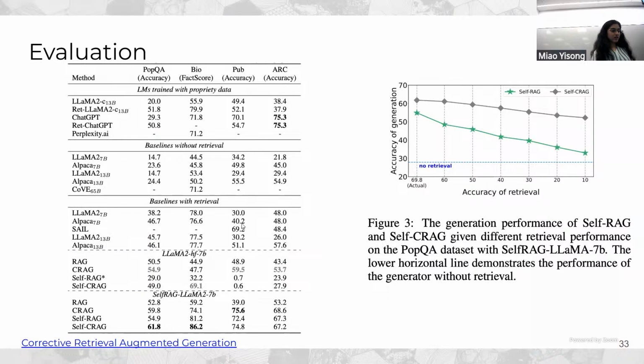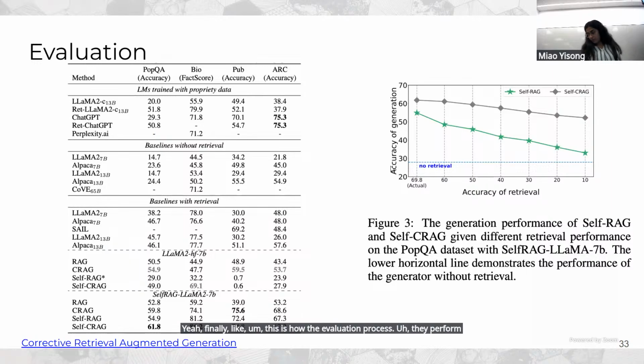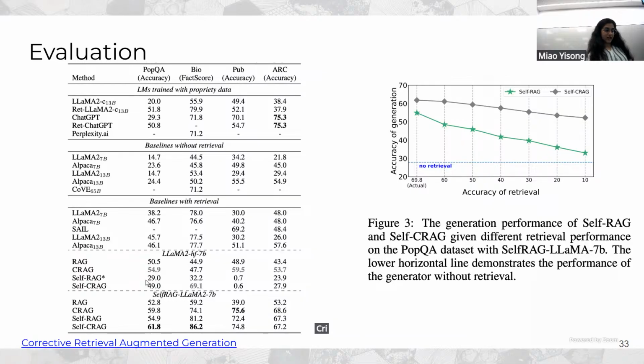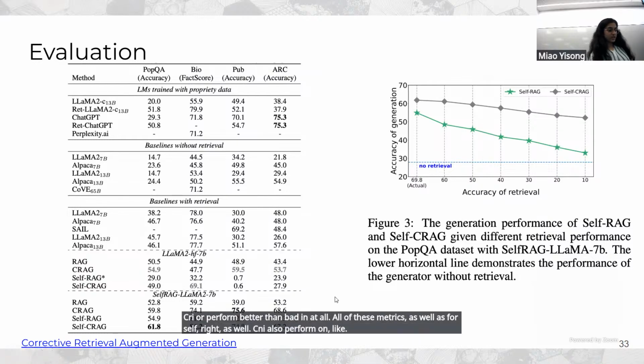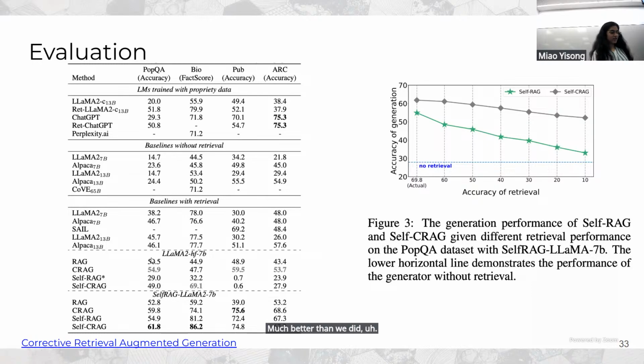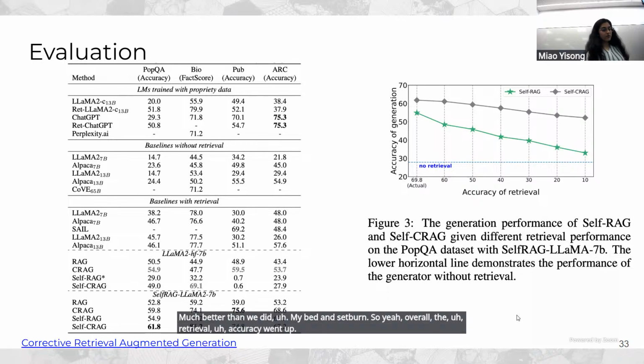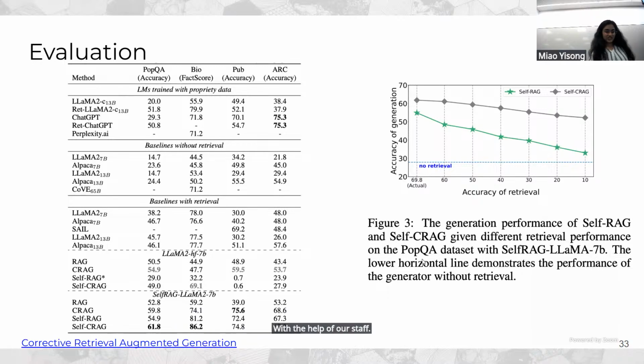Finally, this is how the evaluation was done. They performed evaluation on PopQA, Biography, PubHealth, and ARC-Challenge. They observed that CRAG performed better than RAG in all of these metrics, and Self-CRAG also performed much better than Self-RAG. So overall, the retrieval accuracy went up with the help of CRAG. That's pretty much it.